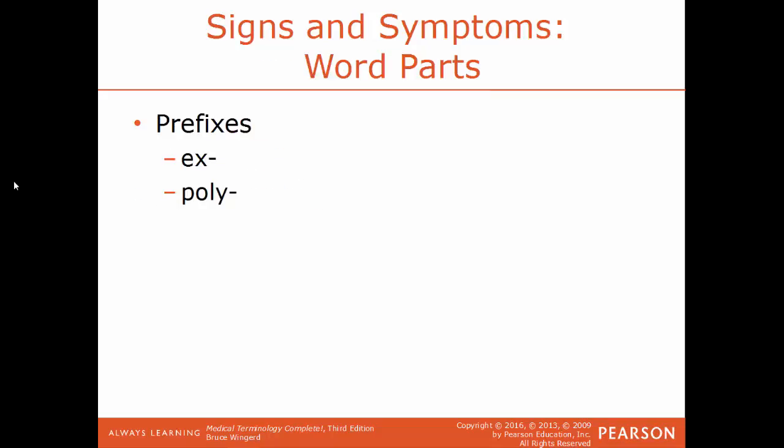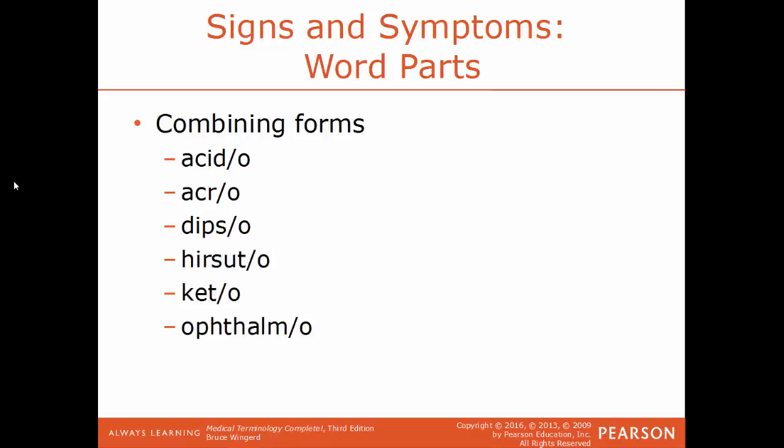We'll talk about the word parts at first. The prefixes. The first one, ex, means away from or out. Poly means more than one. Some common combining forms that you'll see. Acido is a reference to acid. Acro means the extremities. Dipso means thirst. Hirsuto is a reference to hairy. Keto is a reference to ketones or acetones, which is a class of chemical compounds. Ophthalmo is a reference to the eyes.